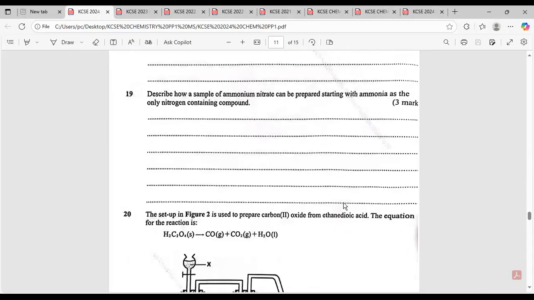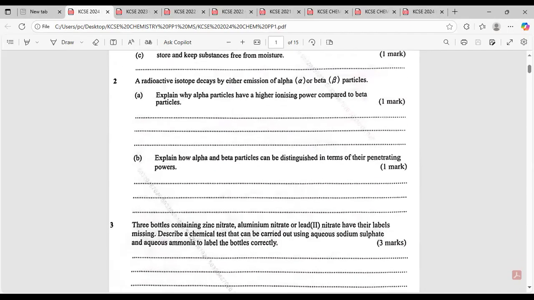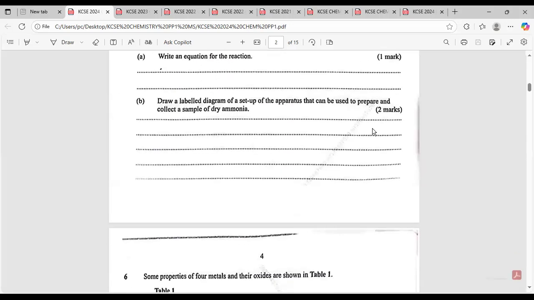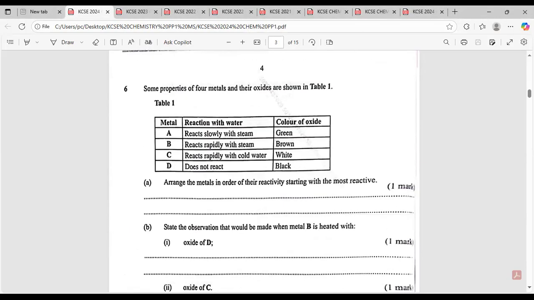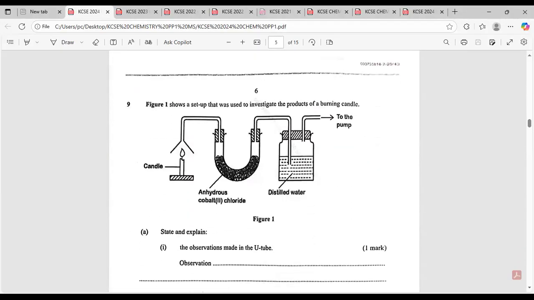Someone was also suggesting 2024. Let me have a look at the question for 2024 about chemistry of elements. Okay, I will respond to Valentine's question. Let me first have a look at the question for 2024.